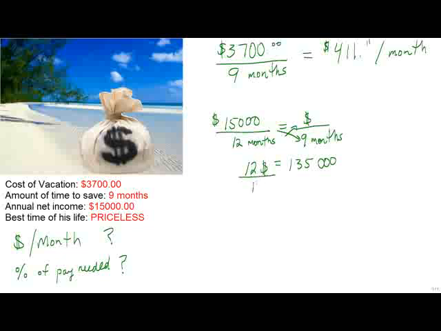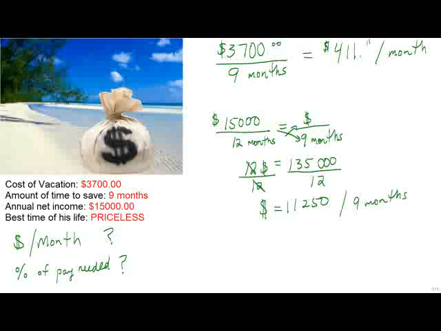Now we want to isolate our dollar sign or our unknown money. So we're going to divide it by 12, and that's going to cancel these two out. But what we do to one side, we have to do to the other. So now we're left with our isolated dollar sign will equal 135,000 divided by 12. And we're left with $11,250, and that's what he earns over 9 months of work.